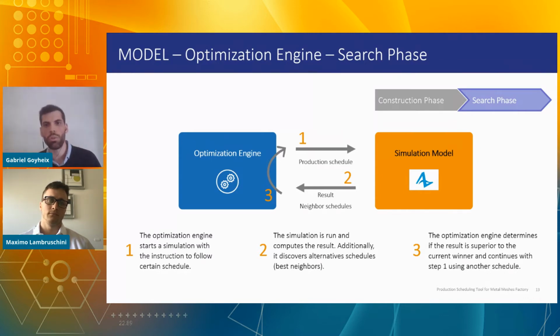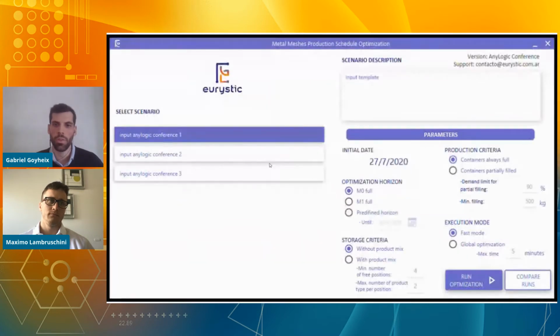The simulation not only returns the result, but also a set of limited and filtered alternative schedules that are similar to the instructed schedule. This is picked up by the optimization engine, which uses these alternative schedules to keep populating the execution queue. And the returned result is used to compare to other schedules, guide the search, and finally pick the winner schedule. So Maximo will now present a video showing the interface of the tool.